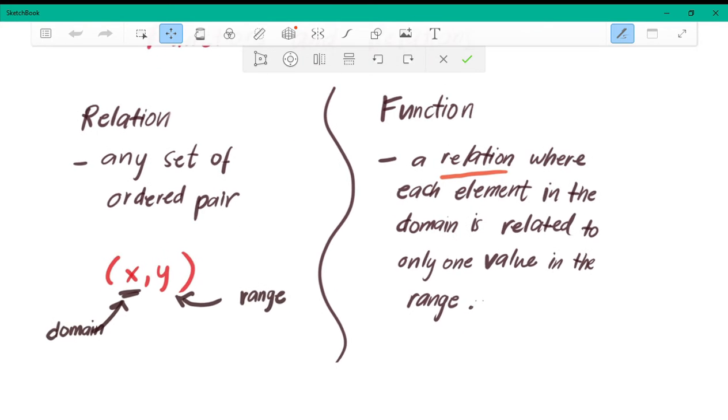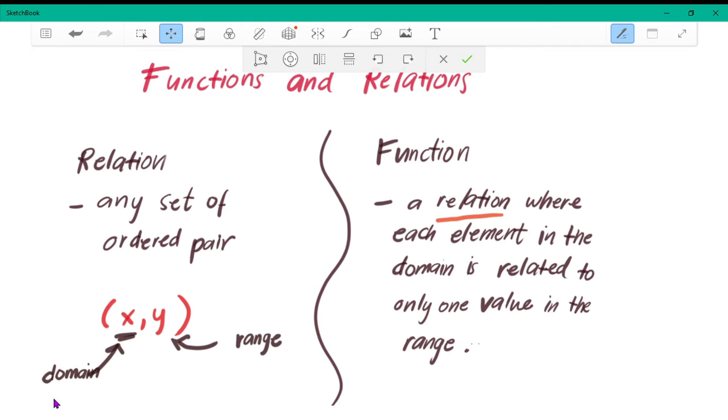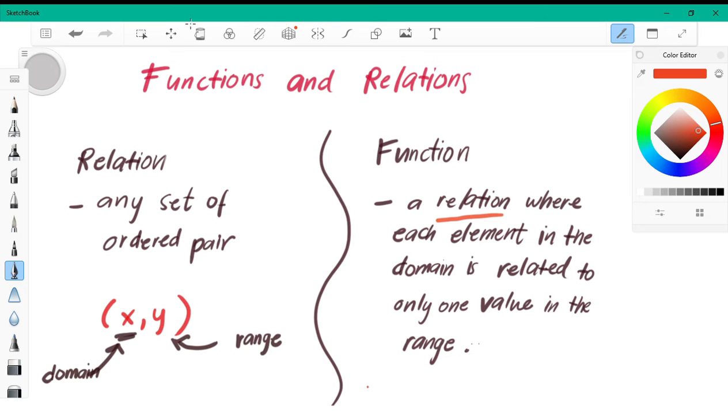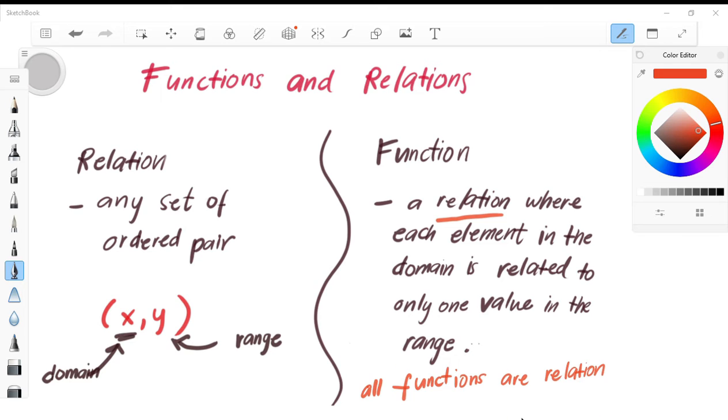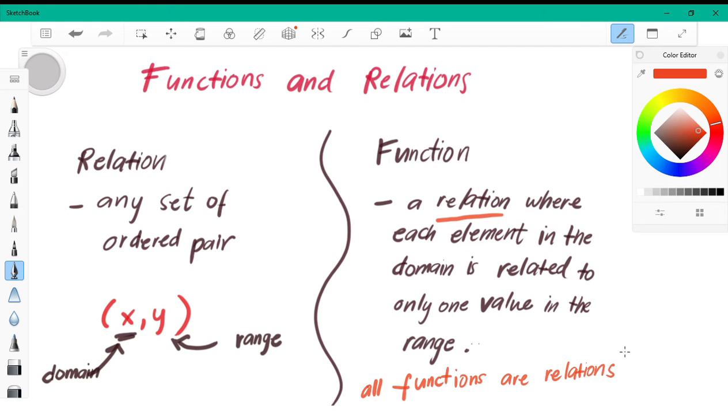For now, let us know that it is true that all functions are relations, but not all relations are functions.